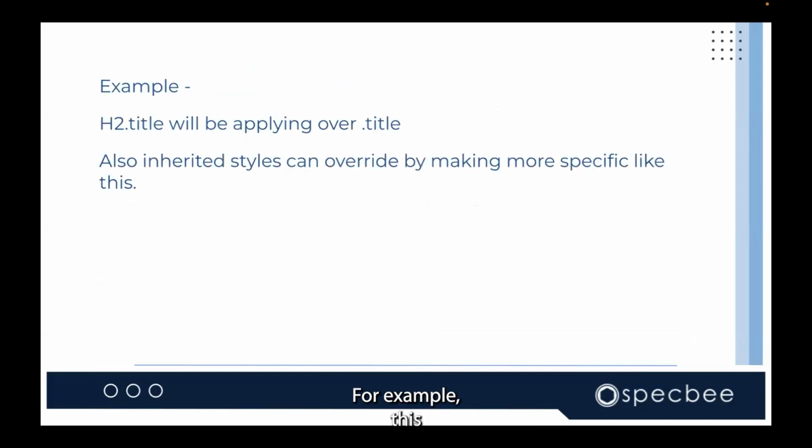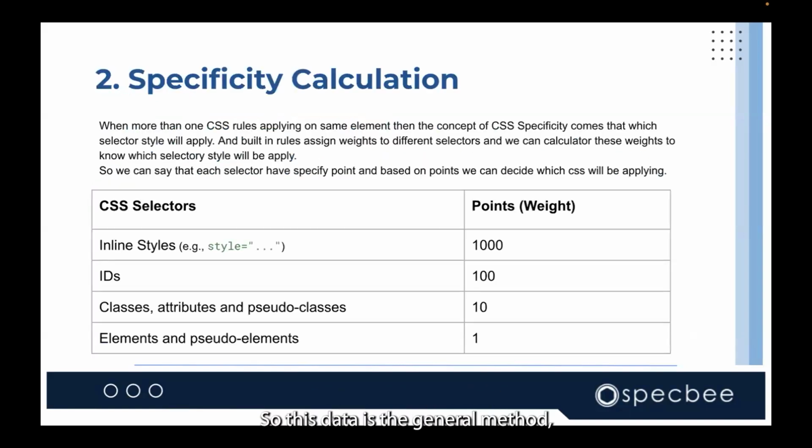For example, with a heading tag, if we apply a style on the title class and we want to override that one, I can pass the element selector along with the class, so the style will be overridden easily because the specificity will be increased. That is the general method, but there is more.